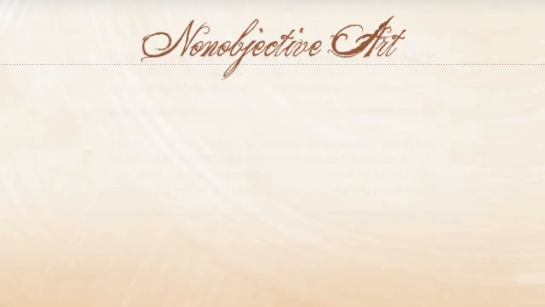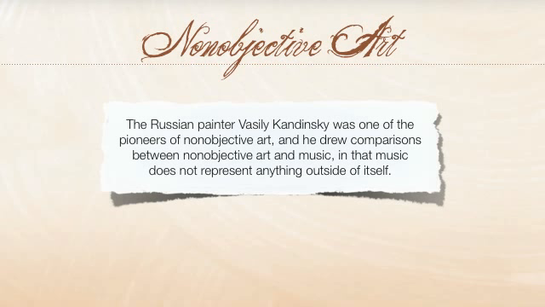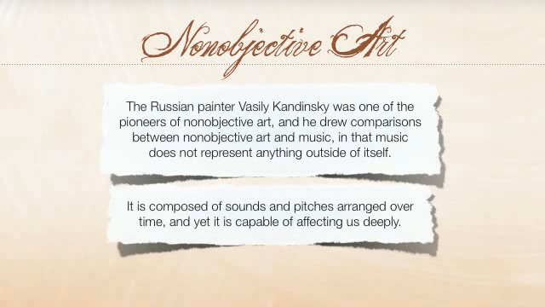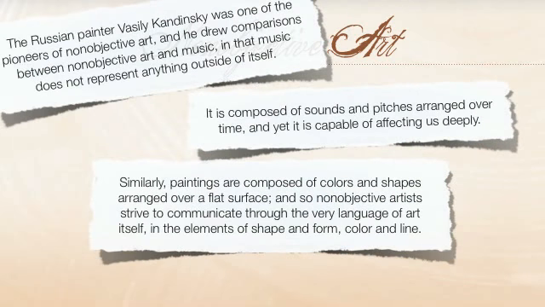The Russian painter Vasily Kandinsky was one of the pioneers of non-objective art, and he drew comparisons between non-objective art and music, in that music does not represent anything outside of itself. It is composed of sounds and pitches arranged over time, and yet it is capable of affecting us deeply. Similarly, paintings are composed of colors and shapes arranged over a flat surface, and so non-objective artists strive to communicate through the very language of art itself, in the elements of shape and form, color and line.